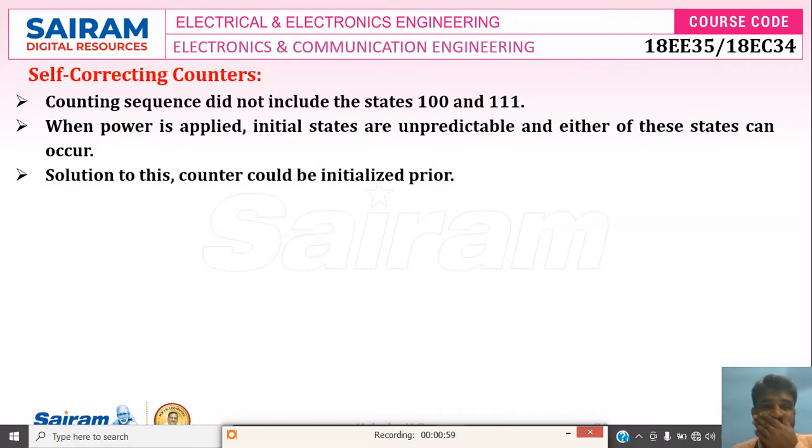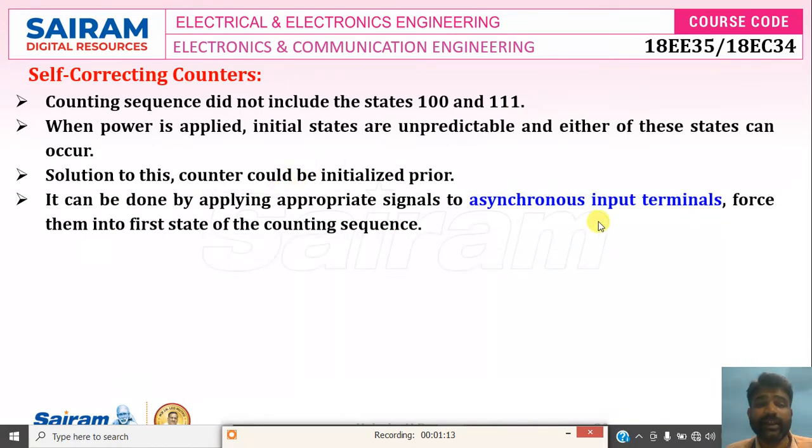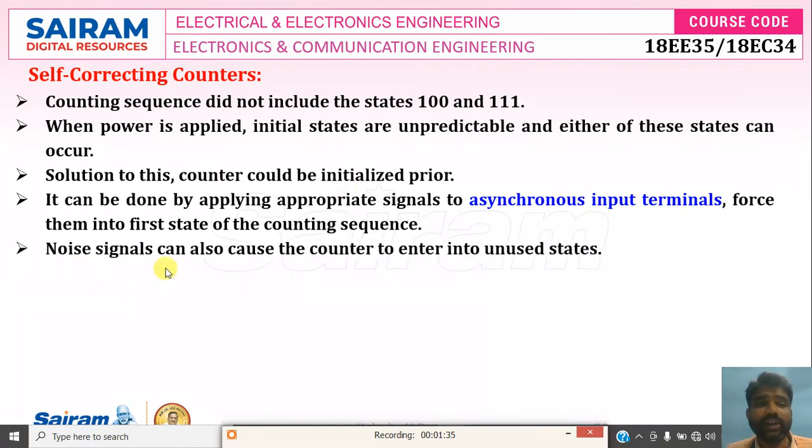So the solution is that you should initialize beforehand what the next state will be if 100 occurs, and what the next state will be if 111 occurs. This can be done by applying an appropriate signal to the asynchronous input terminals. Flip-flops have two asynchronous input terminals, preset and clear. By applying the appropriate signal, we can force them to a preset state or a clear state. Noise may also cause the counter to enter an unused state.